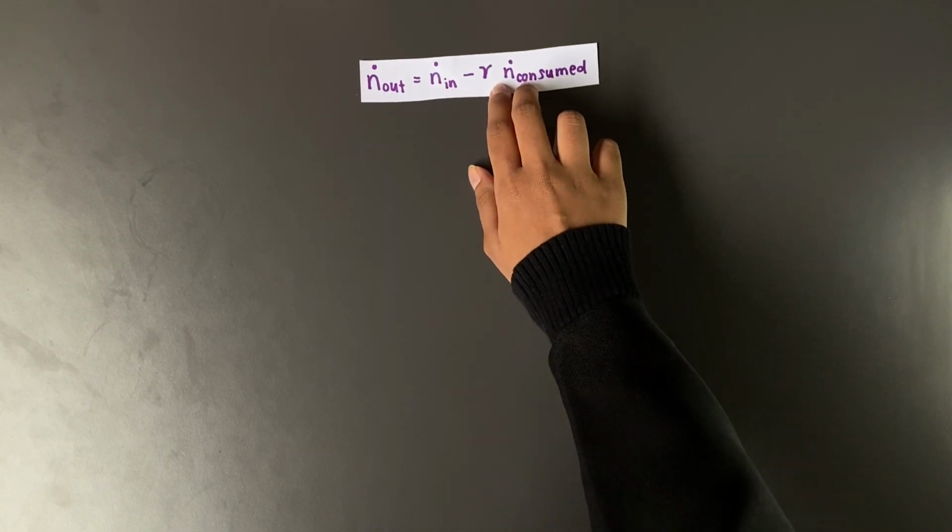To find out the molar flow rate, we can use the equation: molar flow rate out equals molar flow rate in minus stoichiometric coefficient times molar flow rate consumed. By referencing the flow rate of ethyl acetate as the molar flow rate consumed, we can calculate the flow rate of the inlet stream and outlet stream.